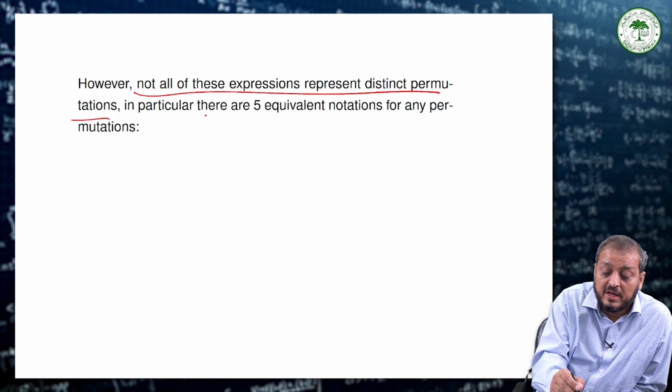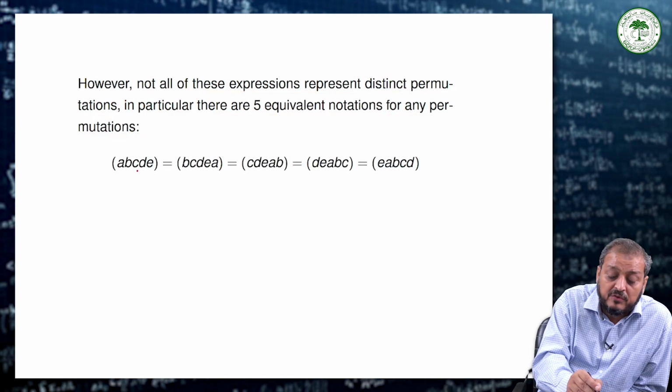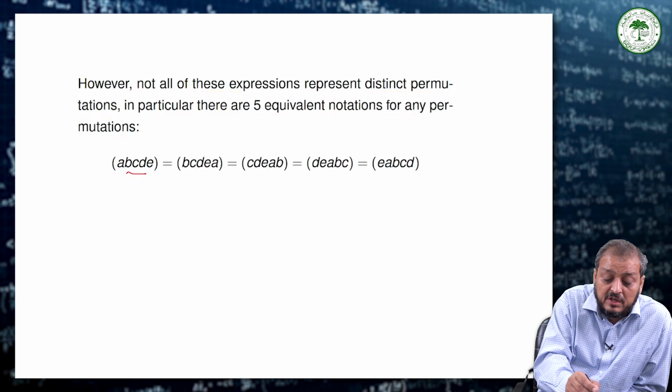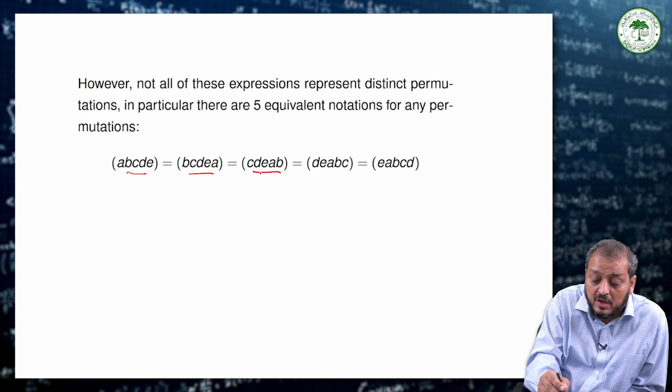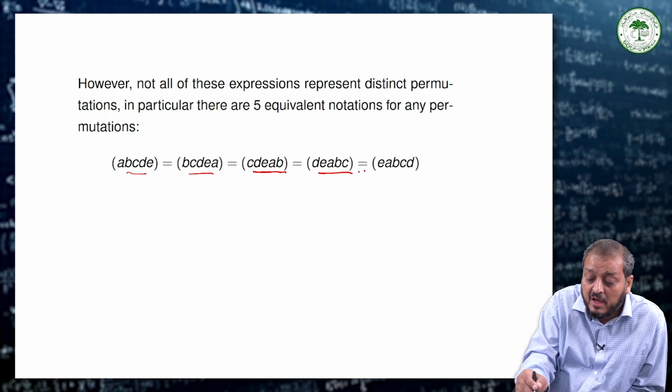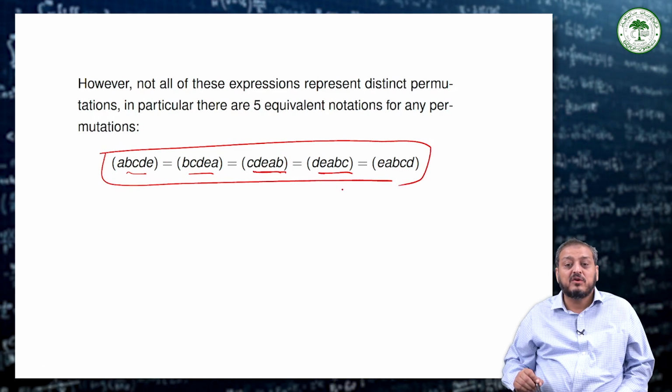In particular, there are 5 equivalent notations of any permutation of the form (A B C D E). Then we have (B C D E A), then (C D E A B), then (D E A B C), and all of these are the same when we write them in cyclic notation.